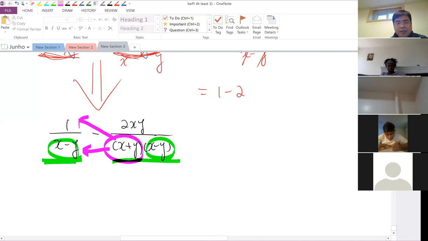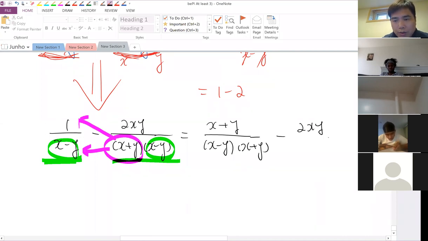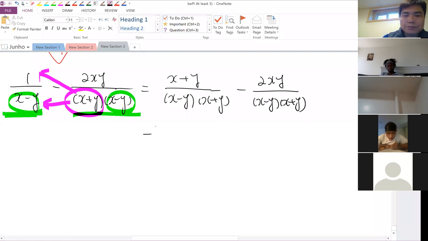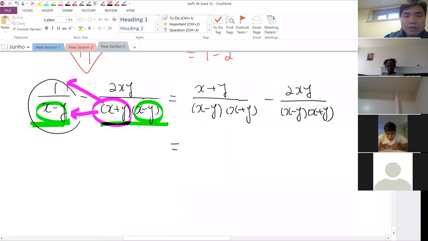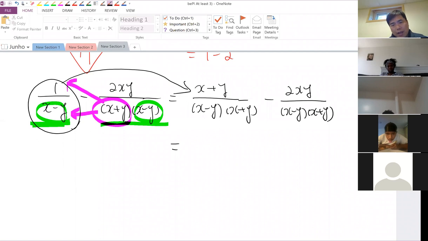You remember this one because this procedure is really important to pursue Calculus 1 and beyond. Unless you understand this procedure, you will always have some difficulty. So please understand it at this moment, okay? So this time it becomes x plus y over x minus y times x plus y, minus 2xy over x minus y times x plus y. I really hope you understand from here to here. Did you get why I got x plus y over x minus y times x plus y?